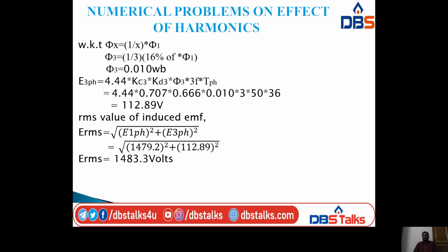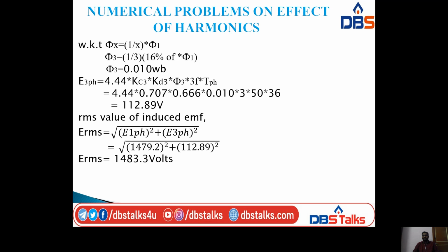So E3 per phase, that is the third harmonic component EMF value, that is E3 per phase is equal to 4.44 into Kc3 into Kd3 into phi 3 into 3 into F into turns per phase. So that is equal to 4.44 into Kc3 value is 0.707 and Kd3 value is 0.666 into third harmonic component flux value 0.010 into 3 into frequency value is 50 into 36, turns per phase is 36. By solving this we have 112.89 volts, that is the EMF value for the third harmonic component.